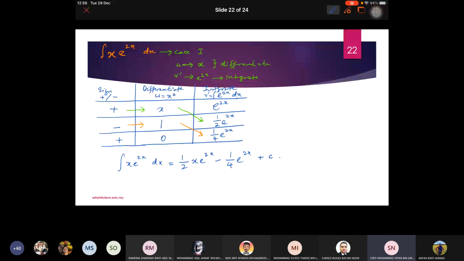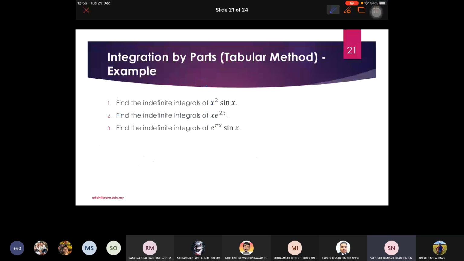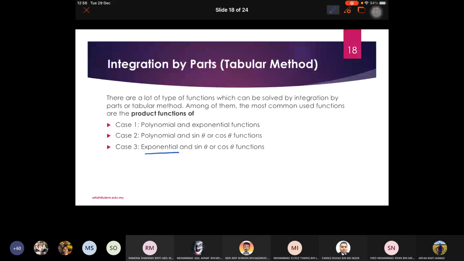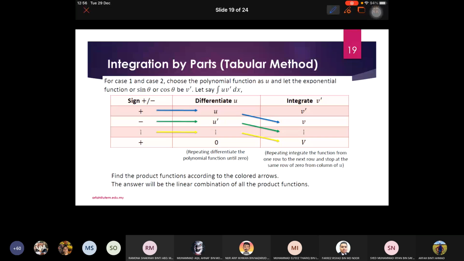Tak, itu kalau kes ketiga. Awak tengok yang ini. Kan dia kata case 1, case 2, case 3. Case 3 exponential and sin theta or theta function. For case 1 and case 2, choose the polynomial function as your u and let the exponential function or sin theta function be your v prime. So kalau awak ada polynomial function, let's say x kuasa 2, x kuasa 5, x kuasa 6, yang itu semua letak dekat awak punya u. Okay, exponential dengan sin function atau theta function letak dekat integrate.